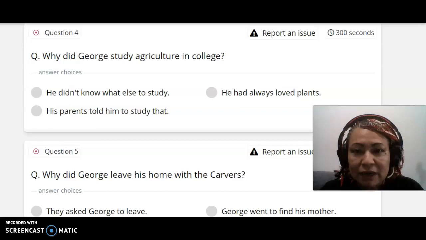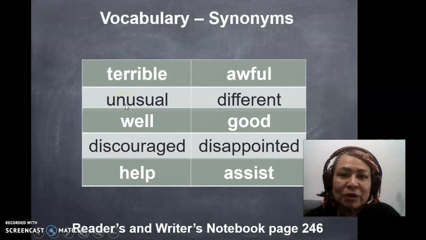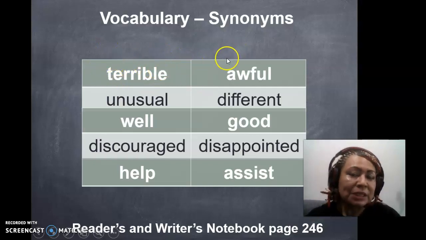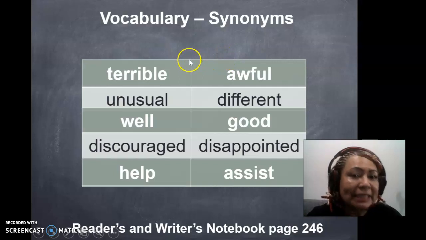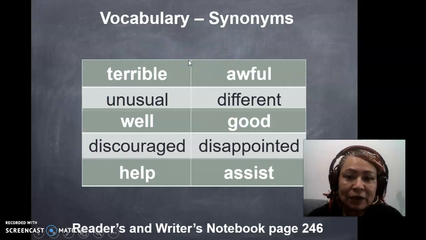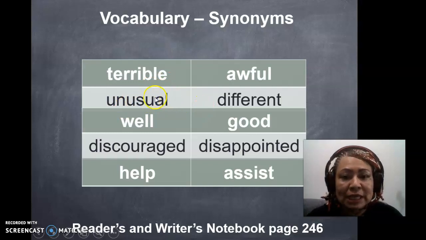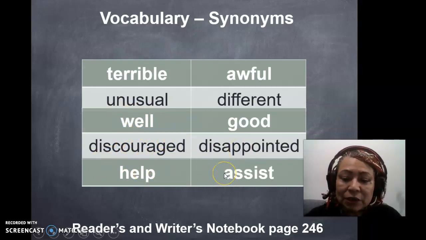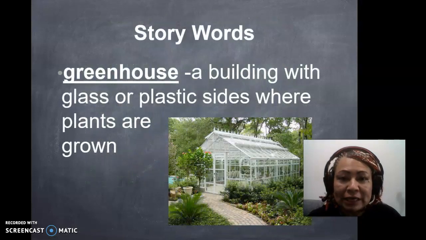Okay, here I come back again to the vocabulary. It's important that we know some synonyms. Terrible means awful, so it's the same, different spelling, different sound, but the same meaning, okay? Unusual, George was an unusual boy, it means he was different. Well done, it means you did something good. Discouraged, disappointed, help, and assist. So these are the words we will see eventually in the story.